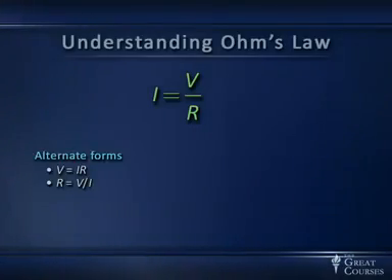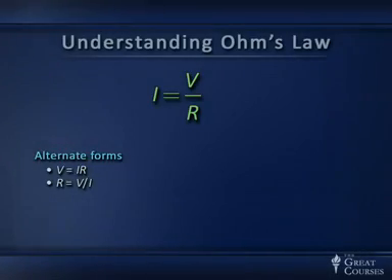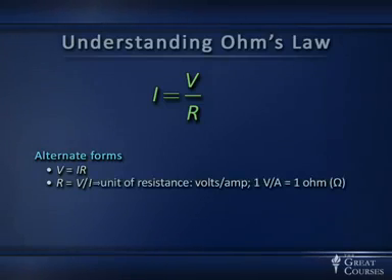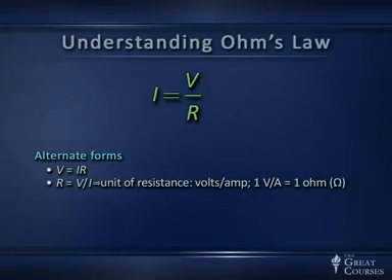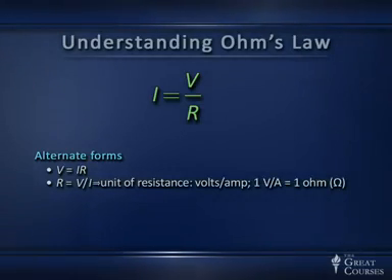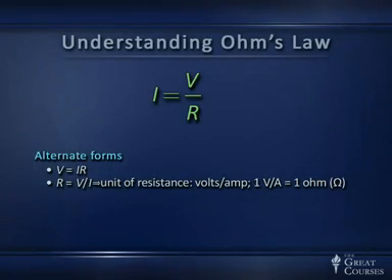There are alternate forms of Ohm's law. They aren't different laws. It's just algebra. V is IR. R is V over I. You can put them all together. And that tells you, by the way, that the unit of resistance is the volt per amp. And that unit is given the name ohm. And the symbol for an ohm is a capital Greek omega. So there's a Greek letter we're going to have to deal with.